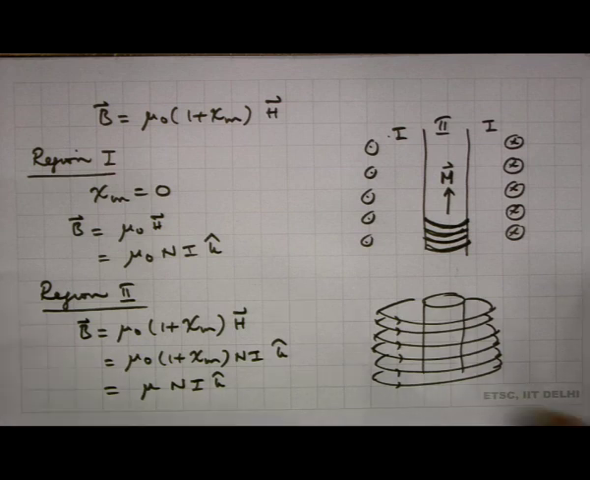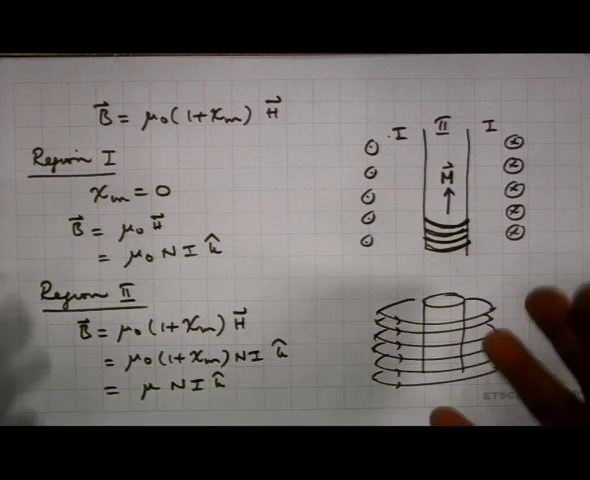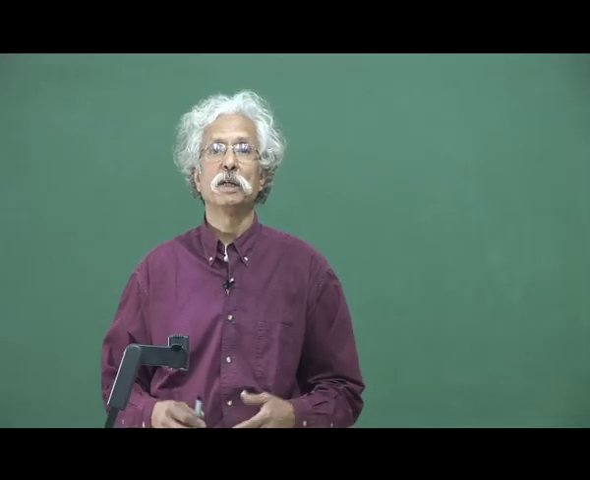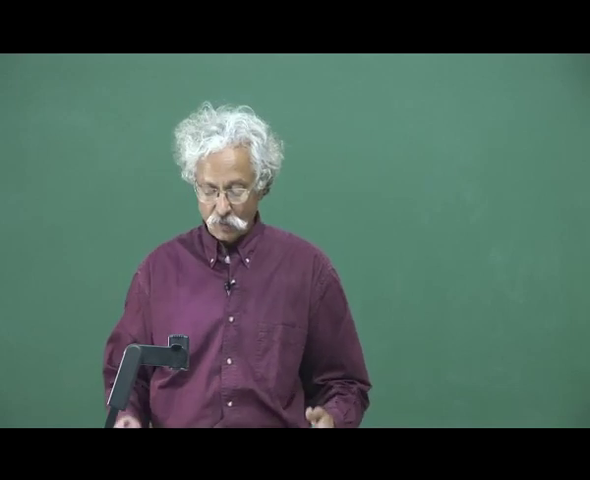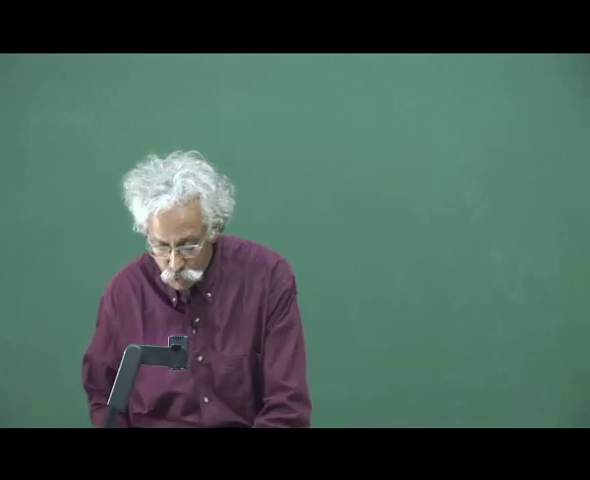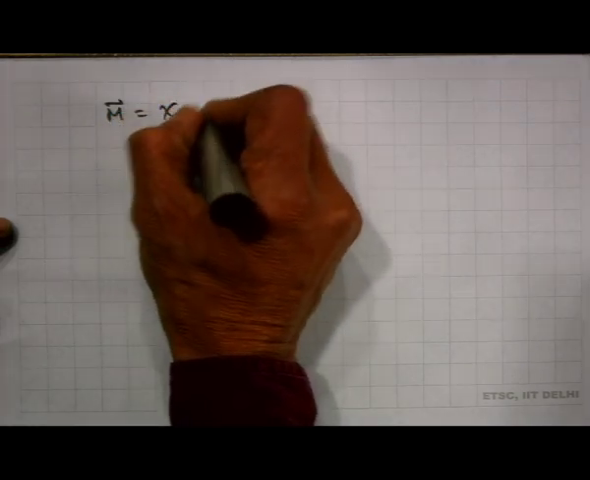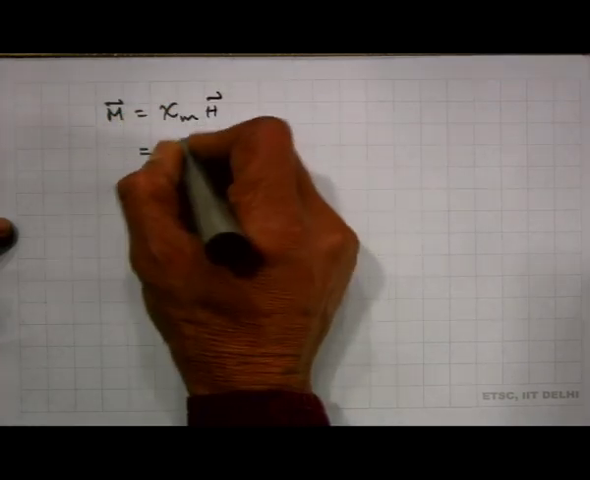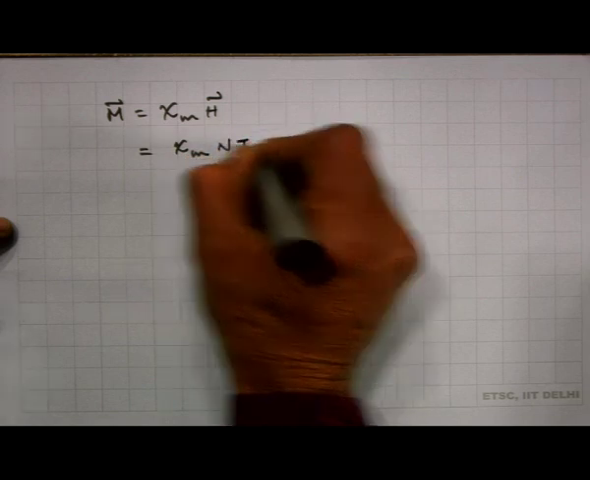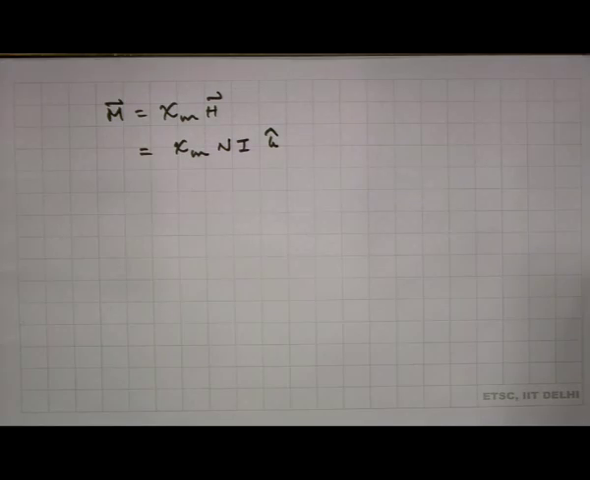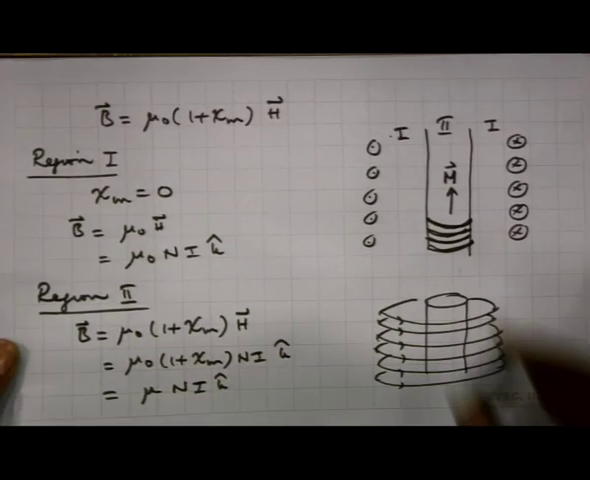So, the presence of the material modifies the magnetic fields in different parts, and in this problem which has a lot of symmetry, we have been able to use the modified form of Ampere's law to calculate the magnetic field everywhere. In fact, we can also calculate the magnetization of this medium. Magnetization, we remember, is chi m into H, which is equal to chi m N I k. So, we have got the magnetization here.